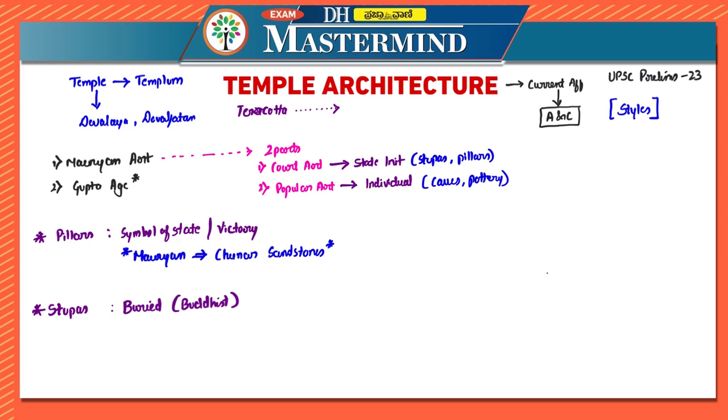We have started with pillars over here. At that point of time also, there were a lot of temples which were commissioned, but we'll be discussing the proper structure in the next part. But we are starting from the very basics, in which we are discussing court art and popular art. Court arts are the state initiative, in which we can see stupas, pillars, etc. Popular arts are individual, that is, there are caves, pottery, etc.